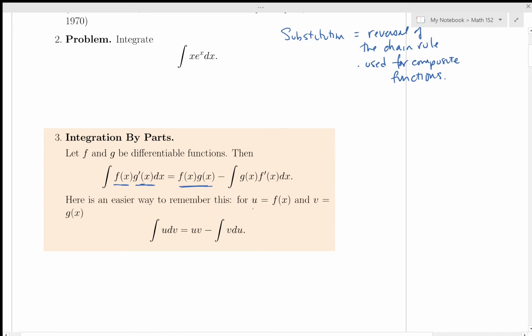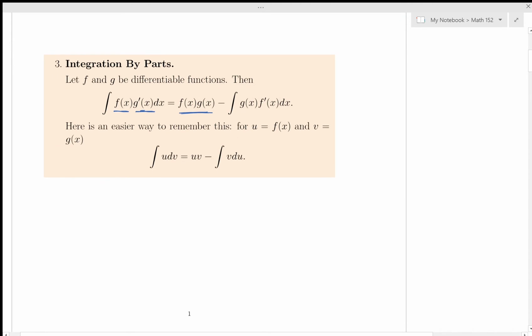Oftentimes we use u to represent f of x and v to represent g of x, and then you can maybe say this to yourself easily, that the integral of u dv is equal to uv minus the integral of v du. Okay, this one corresponds to the product rule of differentiation. So let us recall what that is and then just see how this is working.